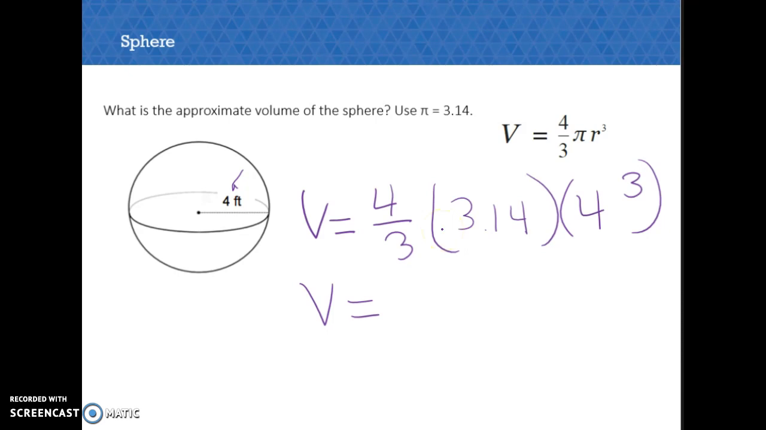So you'll take 4/3. Go ahead and pause the recording or just do it along with me right now. See what you end up with. And you'll get 267.946, so that rounds up to 267.95 feet, and it's in feet cubed, cubic feet for the volume. That's it for that problem.